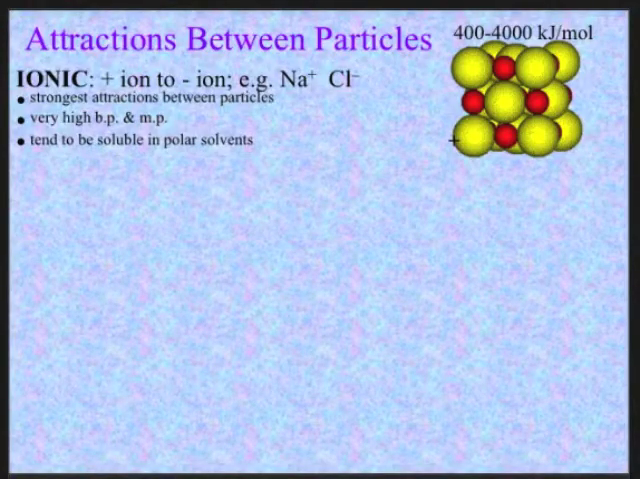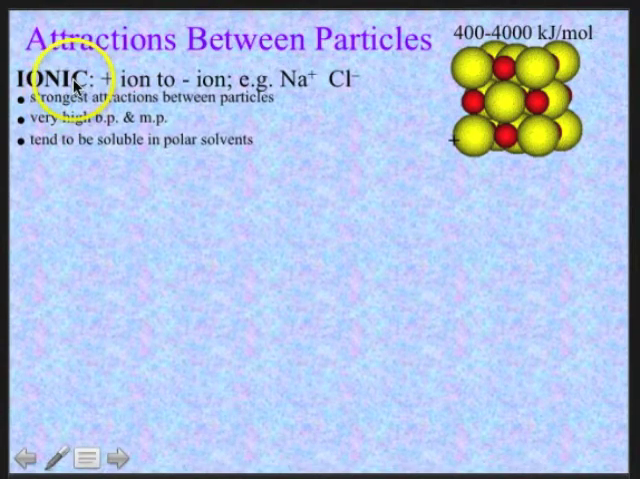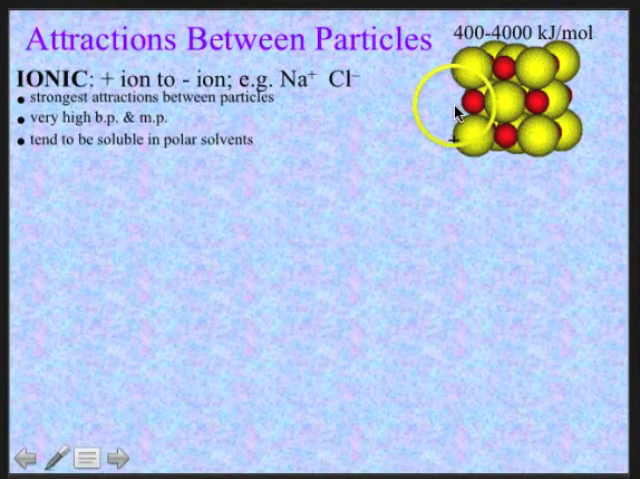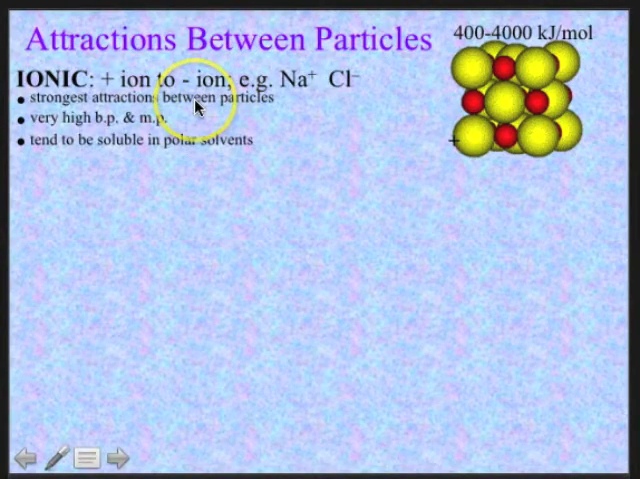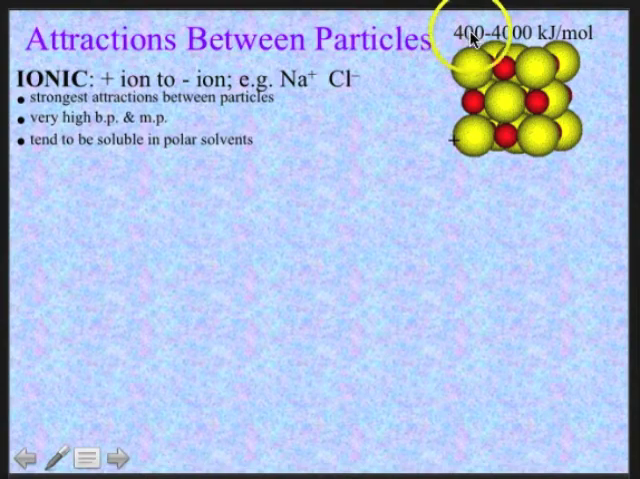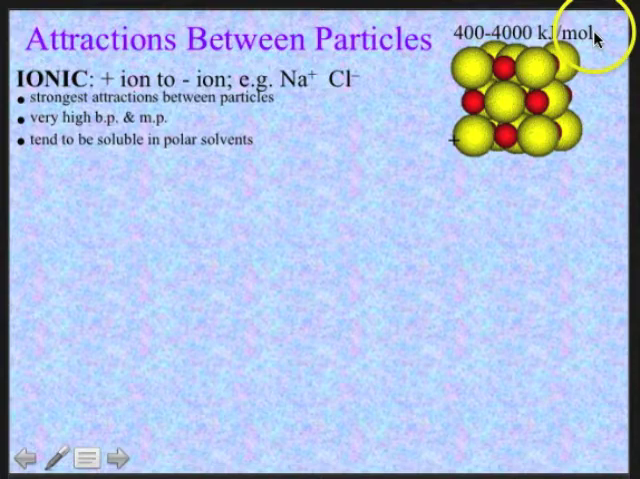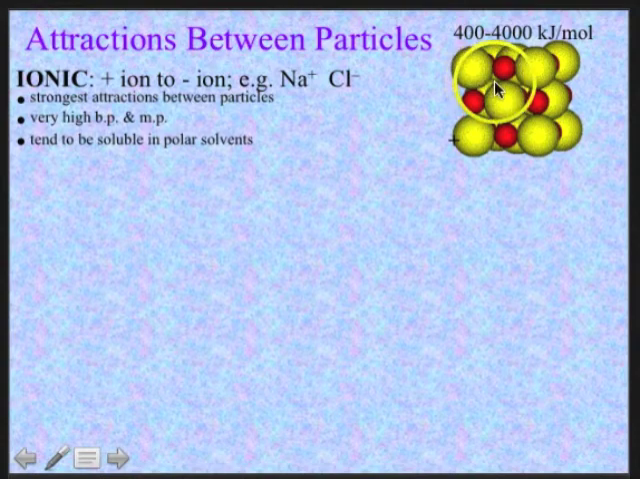Now, what are these attractive forces that exist between particles of matter? The first, and one of the strongest, is ionic bonding. Here you have a positive ion electrostatically attracted to a negative ion. These are very strong attractions and are the reason that the boiling points and melting points of ionic substances are very high. The crystal lattice energy for ionic substances ranges from 400 to 4,000 kilojoules per mole. That's a lot of energy to break the crystal apart into its ions.